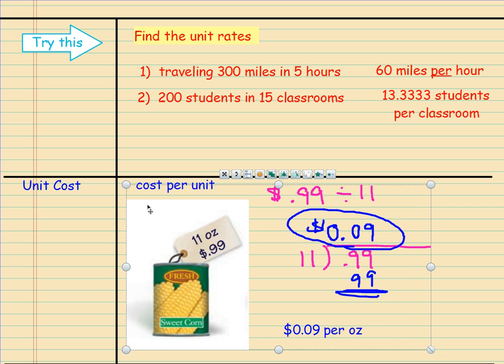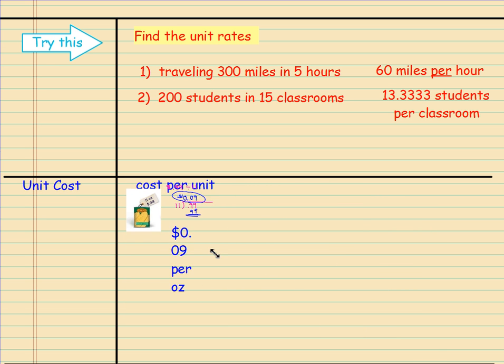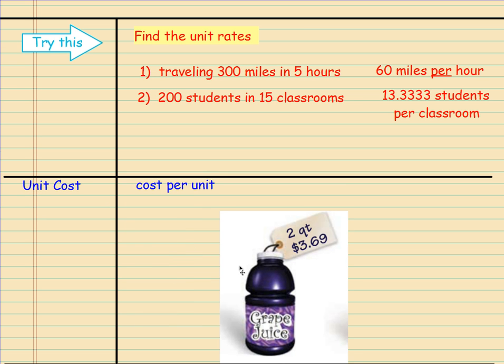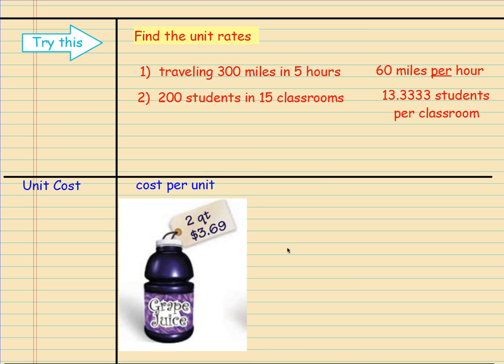I'm just going to move it aside. But let's say there's some juice, grape juice, delicious. 2 quarts for $3.69. We're looking for the unit cost. That means how much it costs for 1 quart. We're going to do the same thing. $3.69 divided by 2. Let's put this in the division house.